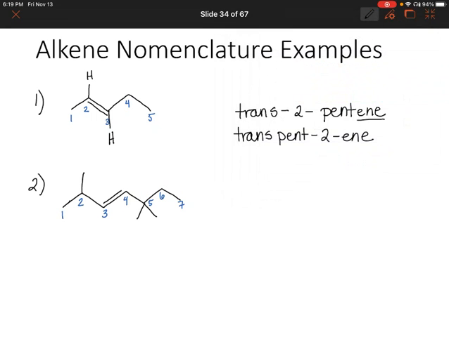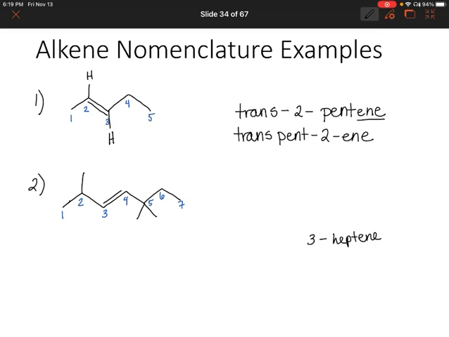Okay, so we can already start by writing heptene, because hept stands for 7. And we already can see that the double bond is at position 3, so we'll just add a 3 dash in front of heptene.